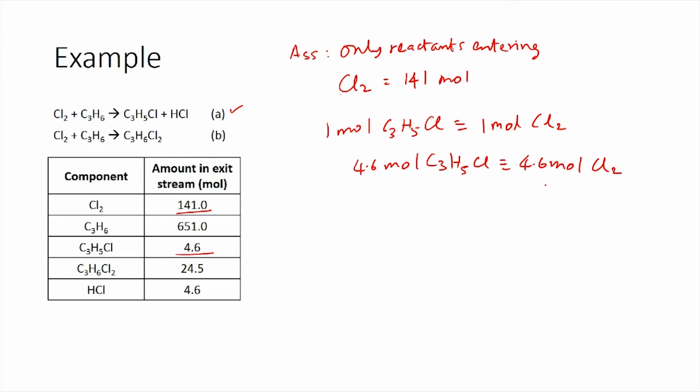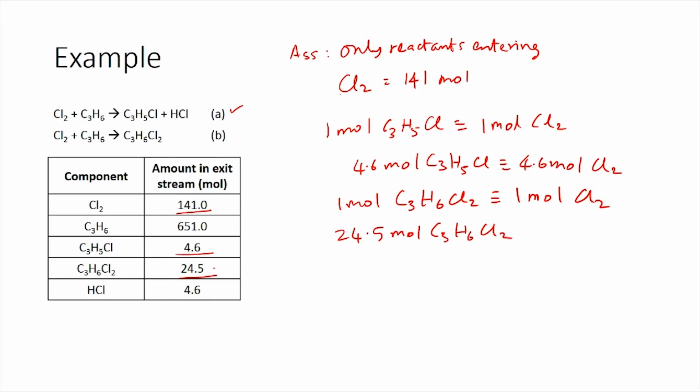So, now we have the second reaction through which chlorine could have been consumed. So, again we know that 1 mole of C3H6Cl2 is produced by 1 mole of chlorine. So, this means 24.5 moles of C3H6Cl2 that is present in the exit stream would have been produced by 24.5 moles of chlorine. So, now that we have calculated these, we can calculate the total amount of chlorine which is fed, which is the input.